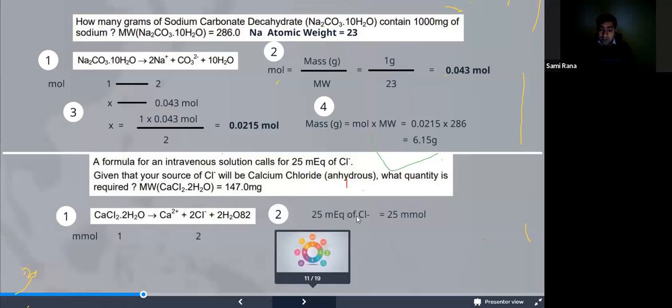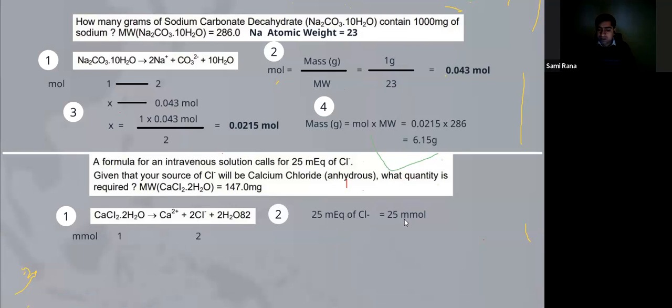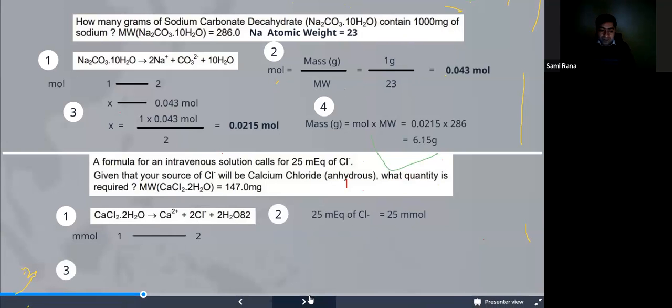Next, second step. Now take a look. In the above question, we would need to convert into moles. But as we know that MEQ, when Cl has one valency, is essentially equal to the same number of millimoles, 25, we do not need to apply the formula. The third step, same. We are going to do the cross multiplication. When one millimole of the formula is going to give us 2 millimoles of chloride, then how much of the formula will be given by 25 millimoles of chloride? So we simply solve it.